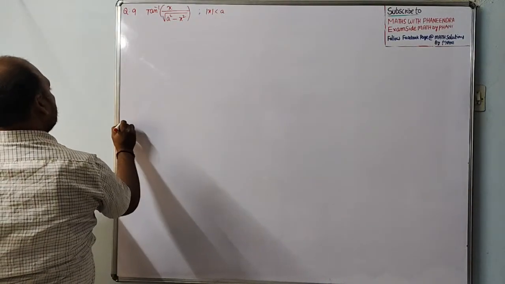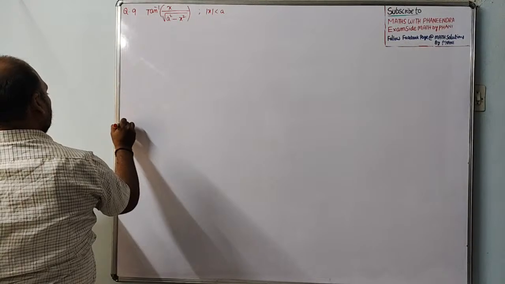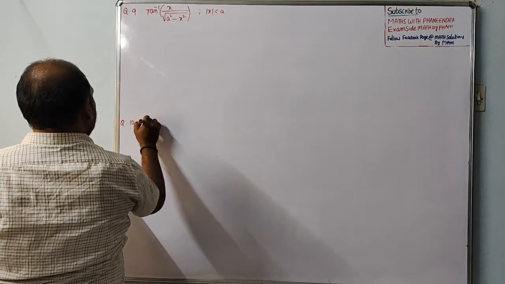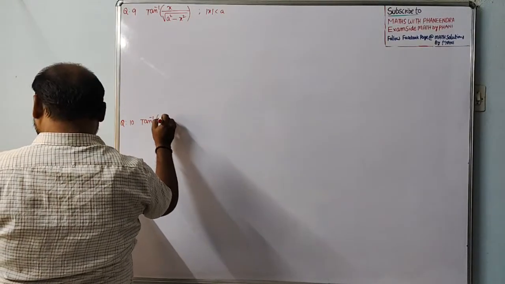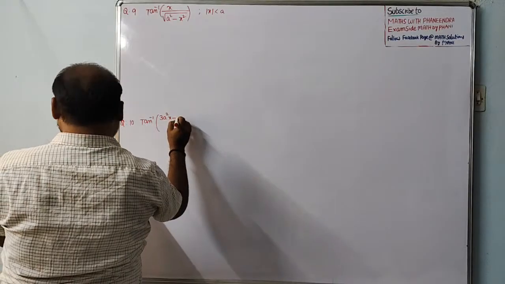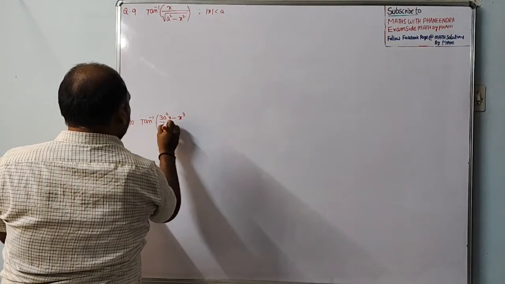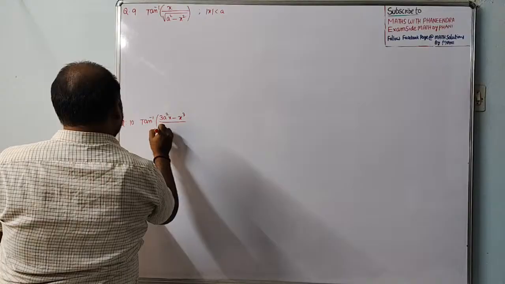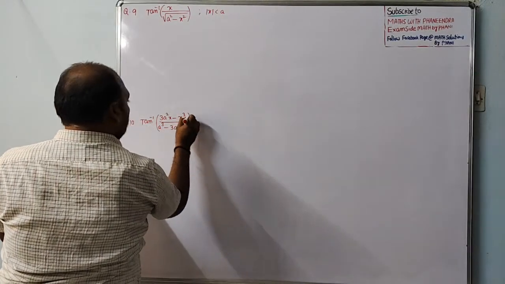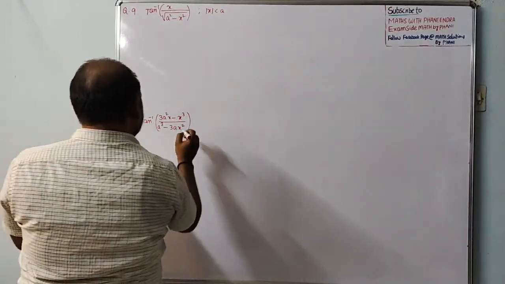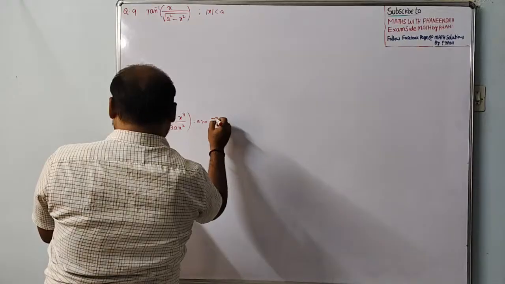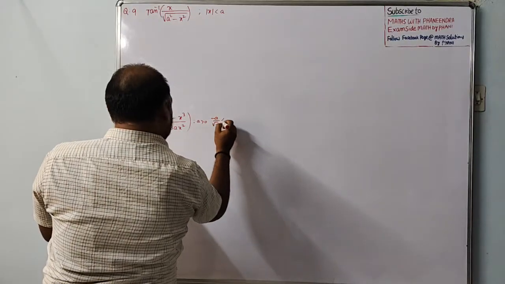Question number 10. Tan inverse of 3a square x minus x cube by a cube minus 3a x square, a is greater than 0, minus a by root 3.